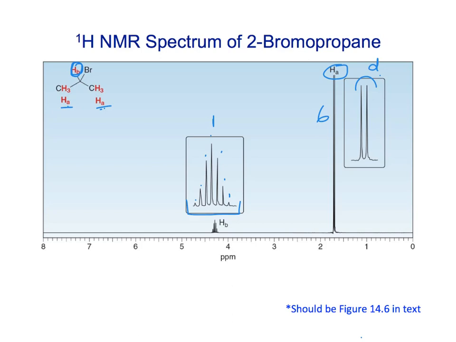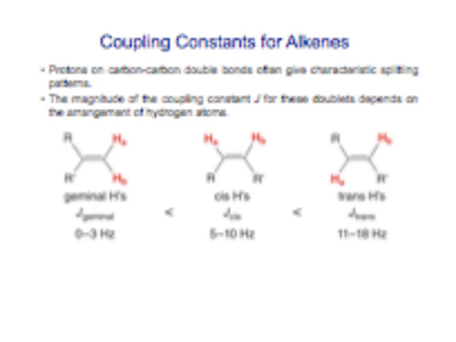All right, so let's see what I got. Oh yeah, we skipped this one. The sizes of these coupling constants, the amount that's being split, we're not going to talk about too much, but there is one situation that can be particularly useful to know some different coupling constants. And that has to do with protons on double bonds.